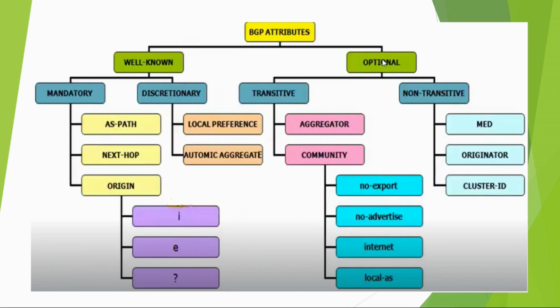And the second category is optional. It may or may not be recognized by BGP peers, and in this category there is optional transitive. Optional transitive means even if it is not recognized, it will be forwarded to its BGP peers. Whereas non-transitive will not be forwarded to other BGP peers if it is not recognized. So these are the four major categories. The different examples under these categories will be seen in another video.